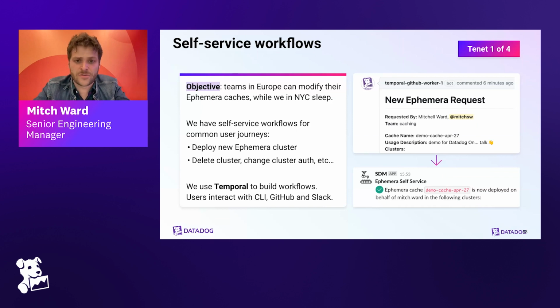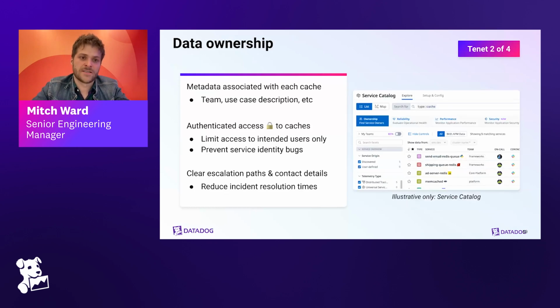We see on that screenshot on the right, as an example, I created a new cache for this talk. We can see that the Temporal worker sent me a GitHub PR to review. This included some of the Helm chart changes and so forth. And then once I push the approve button, Temporal shepherds that PR through CI, merges it, and then starts the deployment process using our internal tools. And then once the cache is deployed and ready to use, our self-service automation sends me a DM on Slack, says it's ready to go, and gives me some tips for getting started. So, nice user experience. The second tenet I wanted to touch on is data ownership.